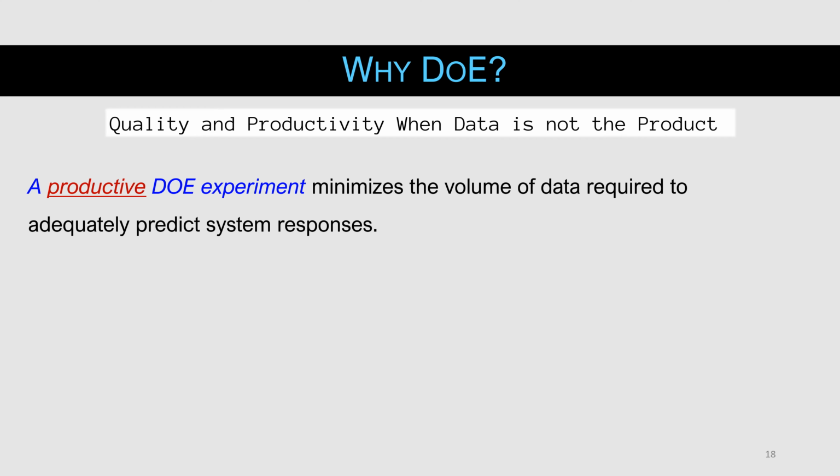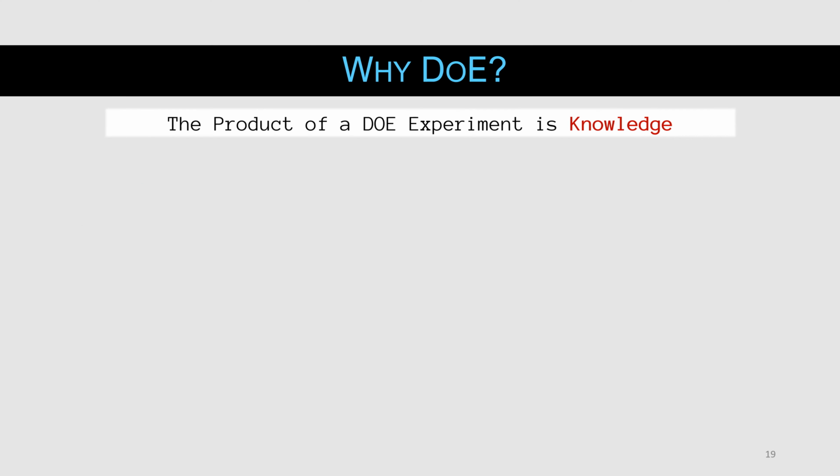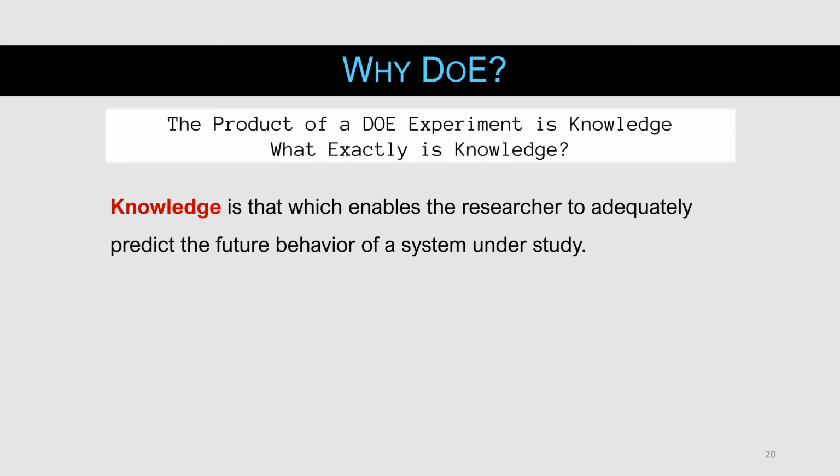What happens to quality and productivity when data is not the product? A productive DoE experiment minimizes the volume of data required to adequately predict system responses. As mentioned previously, the product of a DoE experiment is knowledge. But what is knowledge?